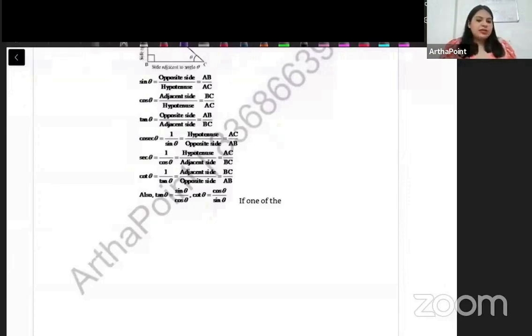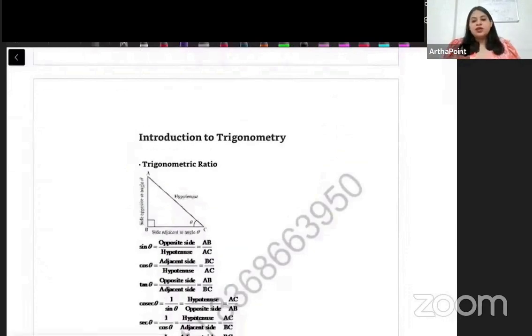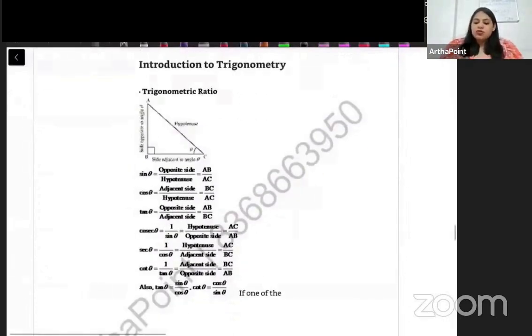Let us go ahead and begin with the next topic, which is trigonometry. So in trigonometry, let us talk about the basic ratios first. We know that sine theta is going to be perpendicular by hypotenuse. So it's written as opposite side. If this is theta, then opposite side by hypotenuse is sine theta. So it is given by AB by AC. That is what sine theta is.